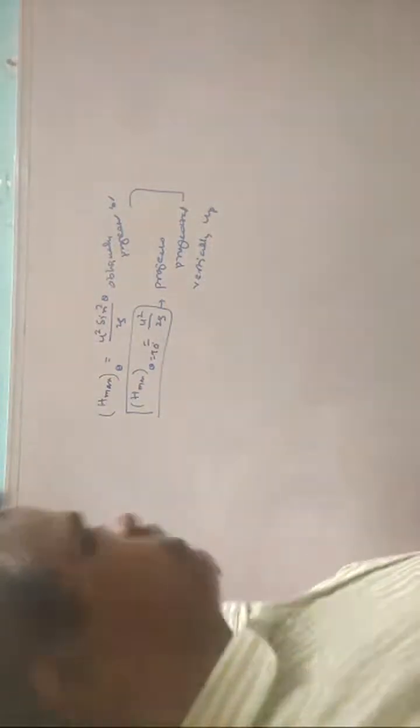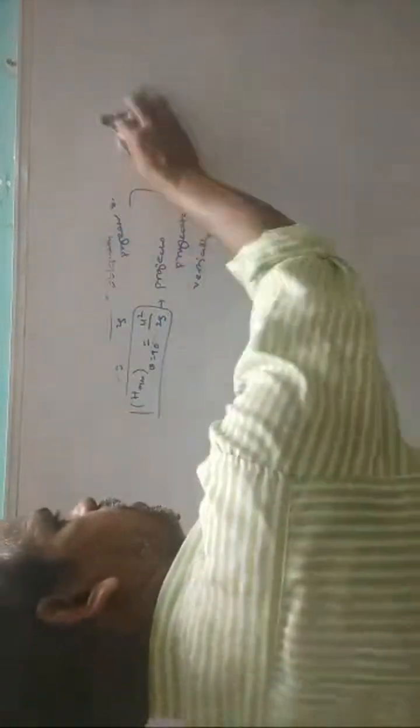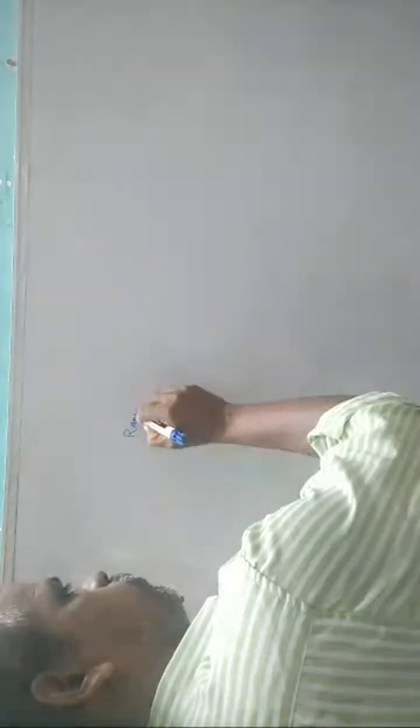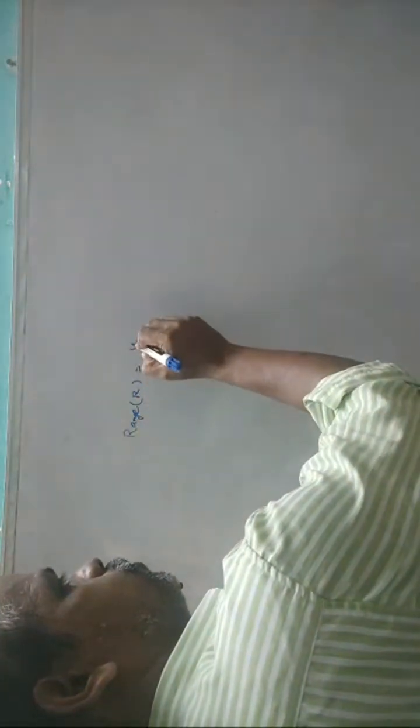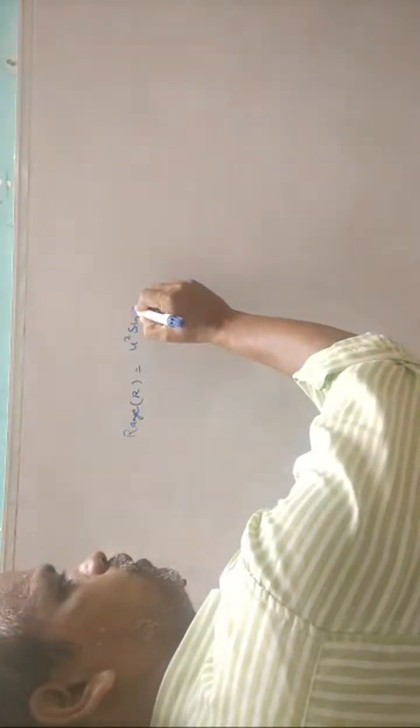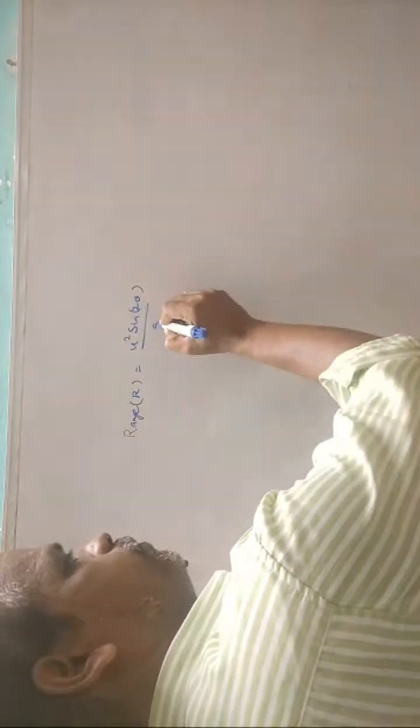Okay. Next, I have the range. What is the range formula? It is u square sine 2 theta by g.